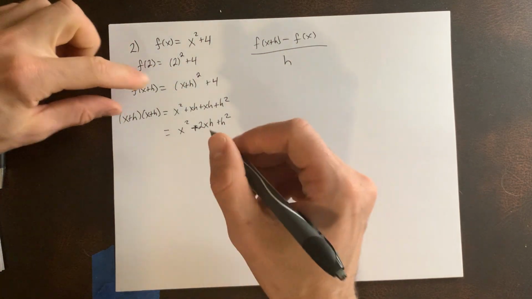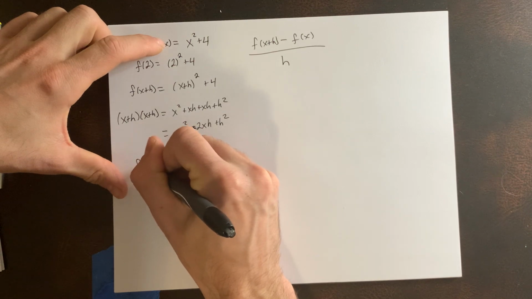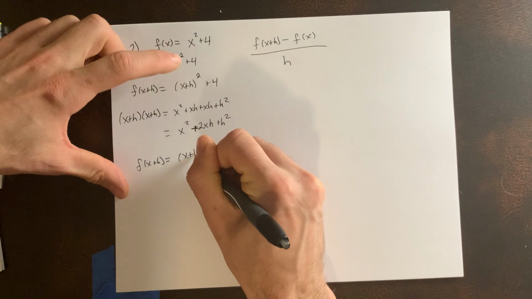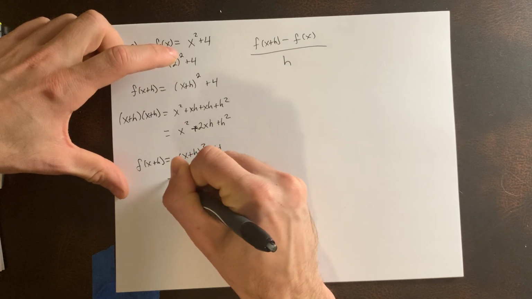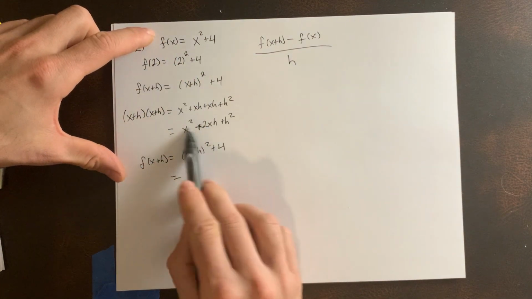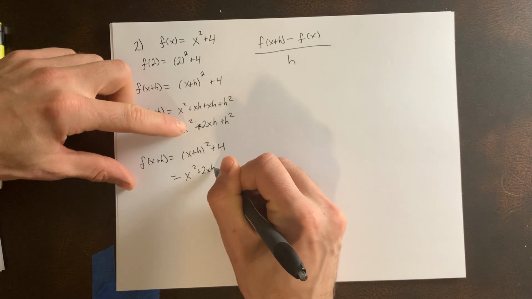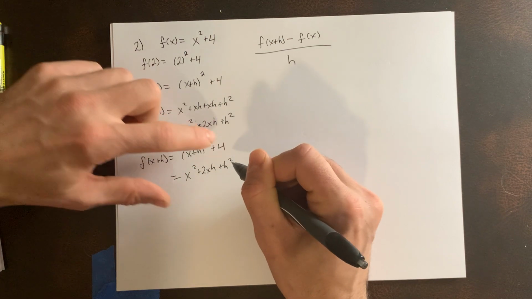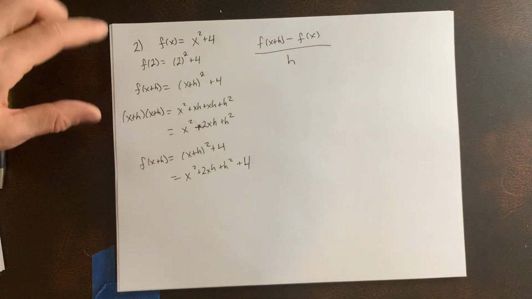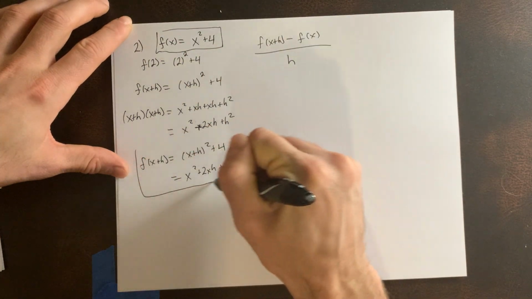Let's continue this down here. So we have f of x plus h equals this, which equals, and we just saw a second ago that this little piece, x plus h squared, is this. So we're going to replace those two things: x squared plus 2xh plus h squared. And we still have this plus 4. Okay, so we have everything we need. Here's f of x. Here's f of x plus h.